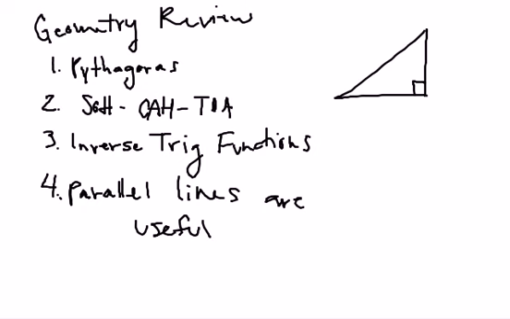This is geometry review, so you should have noticed there's a fair amount on geometry, specifically on triangles and angles. For this geometry review, we're going to be going over: one, Pythagoras, the Pythagorean theorem; two, SOH CAH TOA, which hopefully you know is an abbreviation for the sine, cosine, and tangent rules; three, inverse trig functions; and four, how parallel lines are useful to you. So you can notice from this that we're going to be focusing on right triangles on this one.